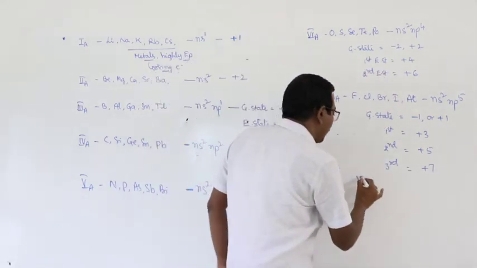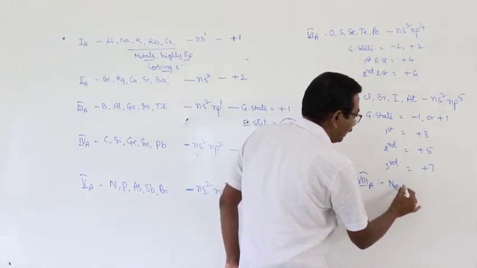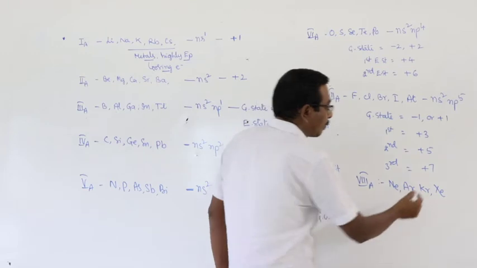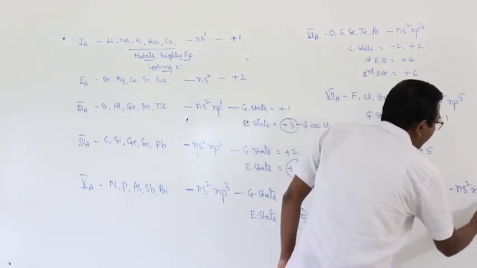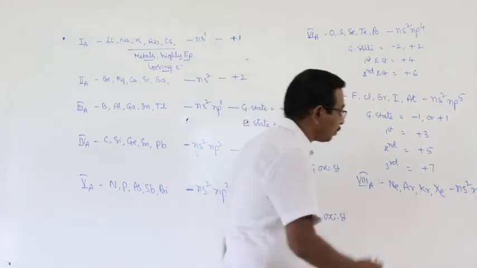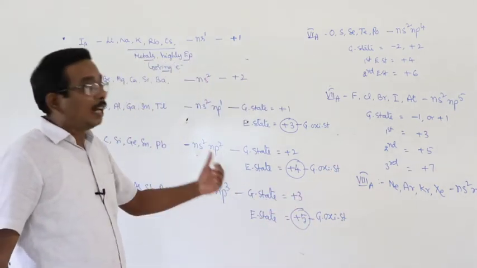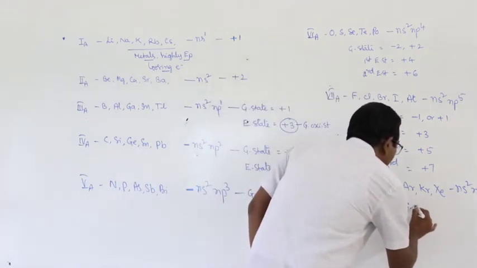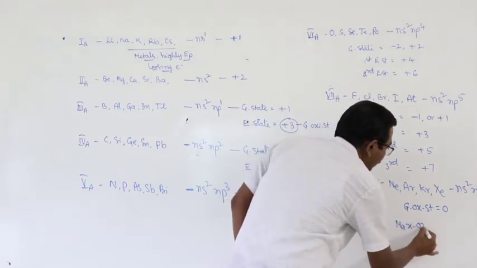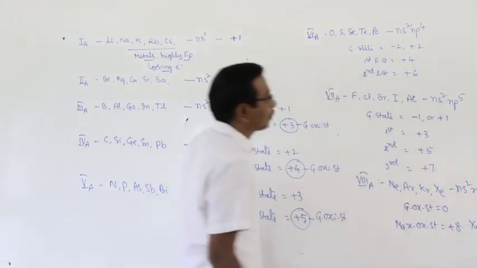And in case of eighth A group elements, nothing but zero group elements, what are they? Here, neon, argon, krypton and xenon. Actually, helium is also there. But the general electronic configuration is ns2 np6. The number of unpaired electrons available is equal to 0. So, the combining capacity is equal to 0. So, their valency is equal to 0 and the general oxidation state is equal to 0, but the maximum oxidation state shown is equal to +8, that is in xenon tetroxide.